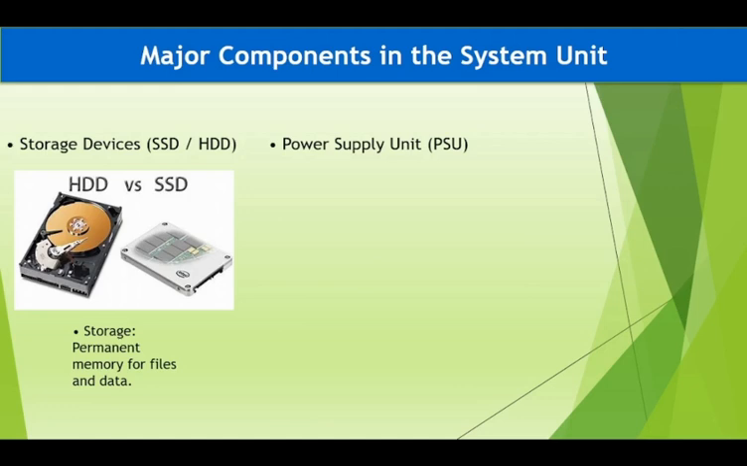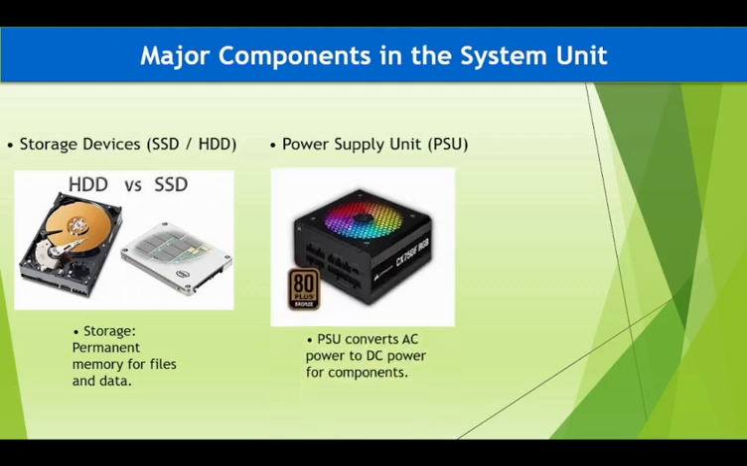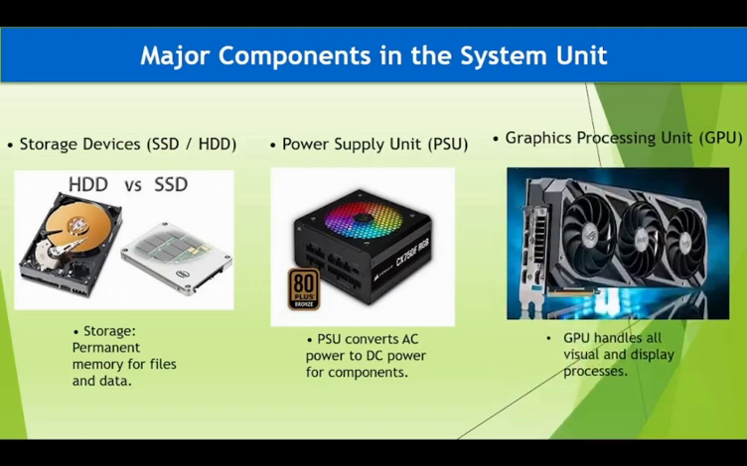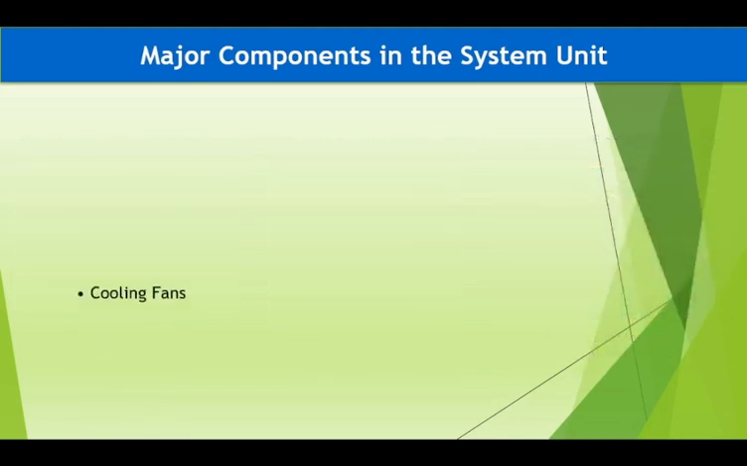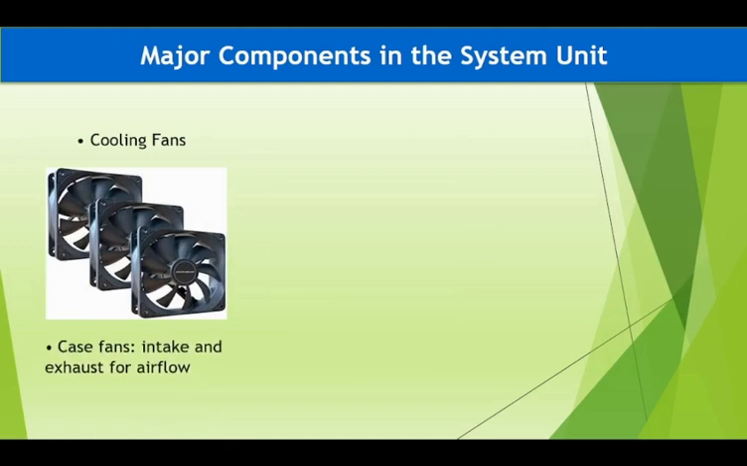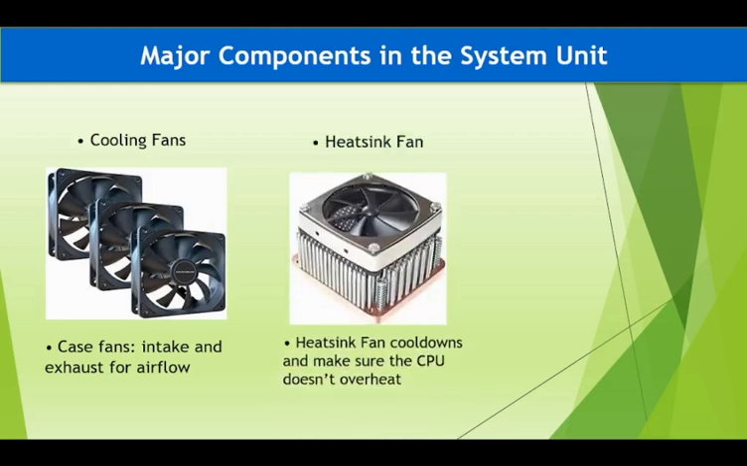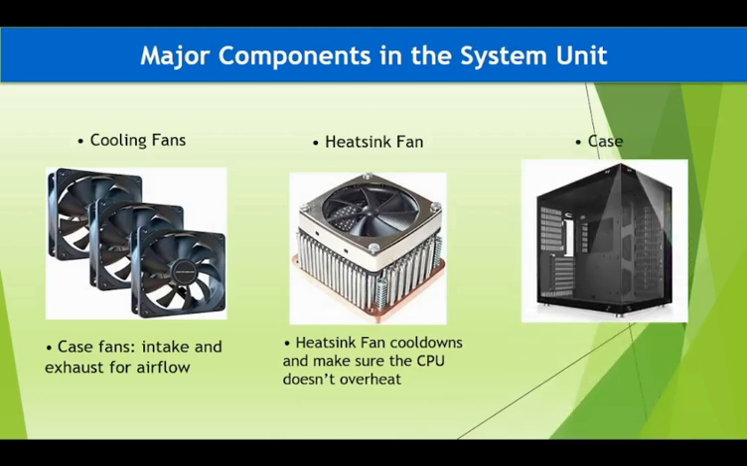The next is the power supply unit, or the PSU. It converts AC power to DC power for components. The next is the graphics processing unit, or the GPU. It handles all visual and display processes. The next is the cooling fans. They intake and exhaust for airflow in the system unit. The heatsink fan is responsible for cooling down and making sure that the CPU doesn't overheat. And lastly, the case, which houses all the components inside the computer and protects them.